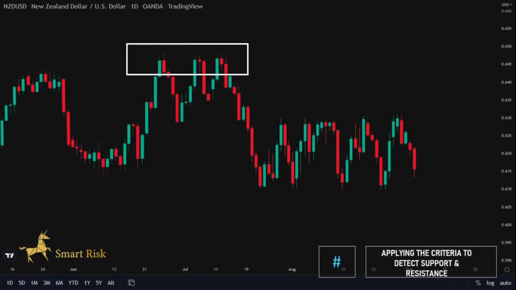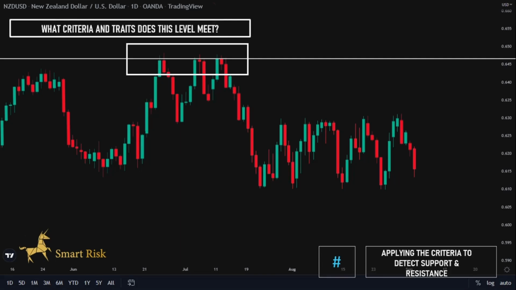So starting from the very top, we have this level at the very top where price rose up, hit and reversed from, so we draw it in. We previously listed several criteria for what makes a good level of resistance. What does this level meet? Let's take a closer look.